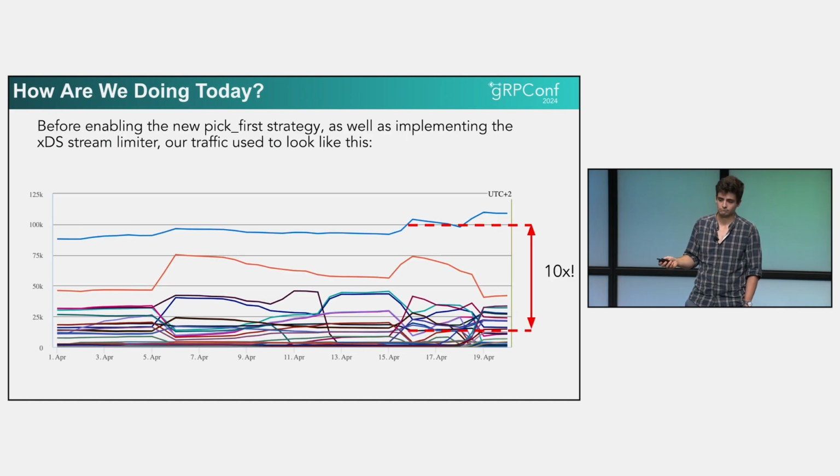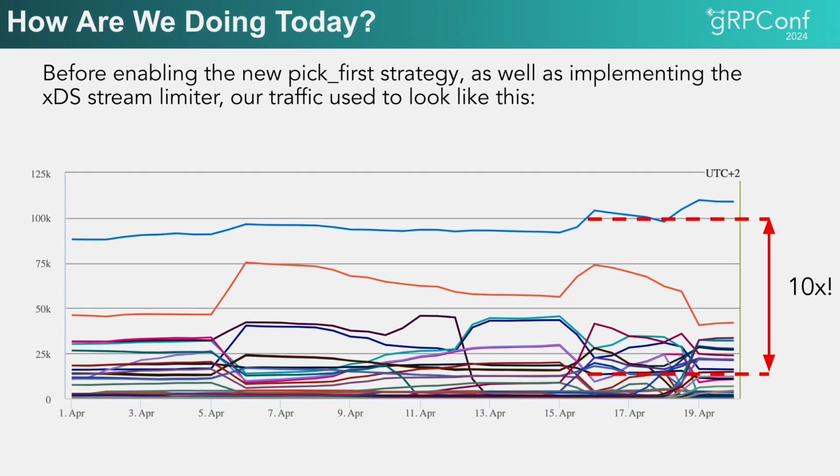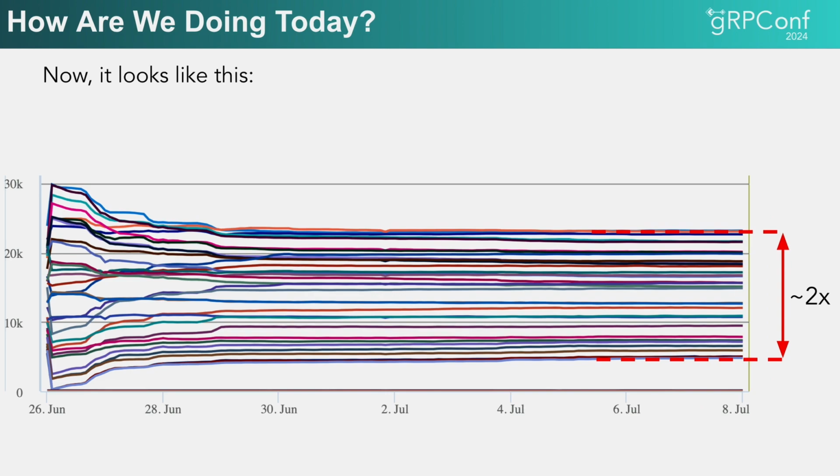So what are we at now? Just a little reminder, this is where we were before: some hosts taking 10 times the traffic, some hosts basically sitting idle. This is what it looks like now. It's still not a super great spread because we still have a bunch of hosts in pick first, so they're still picking whatever closest hosts there are. But the spread is obviously significantly tighter, and it's getting tighter pretty much every day as the applications progress.